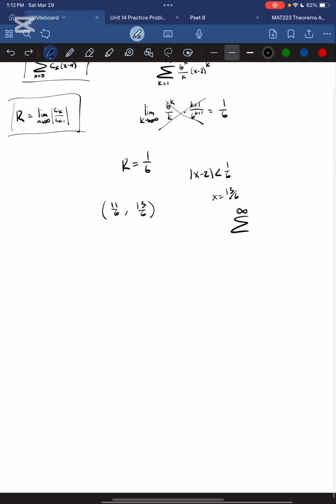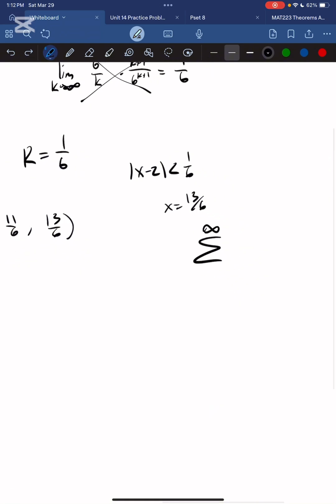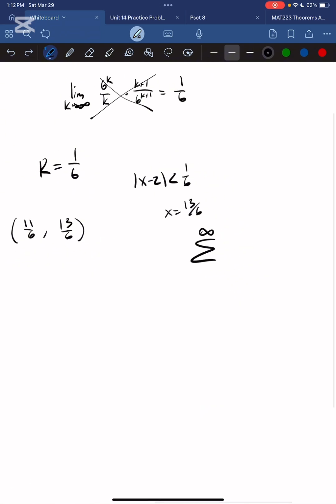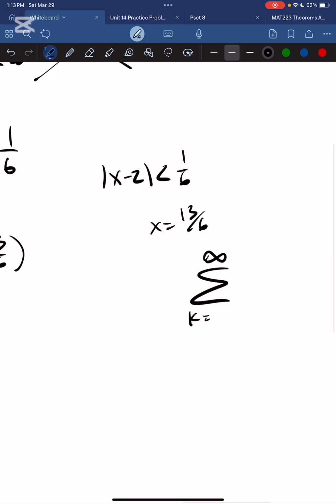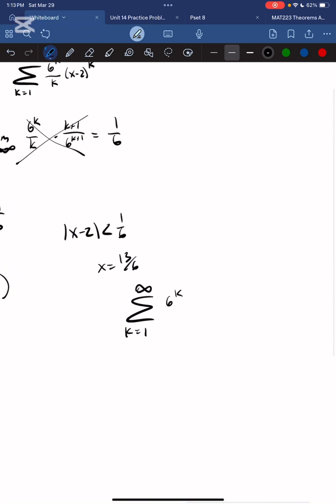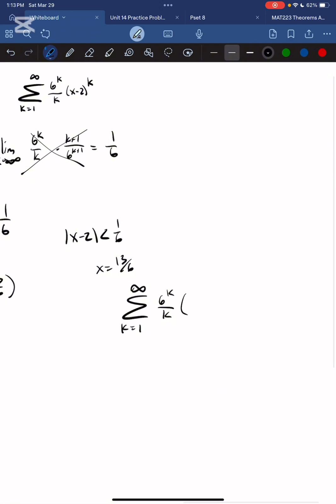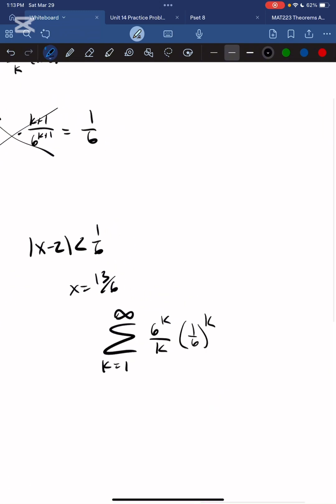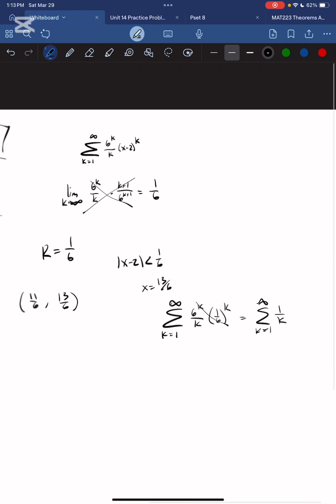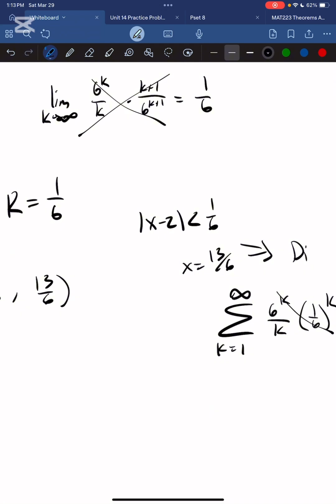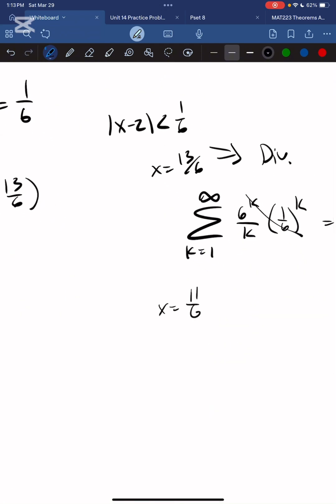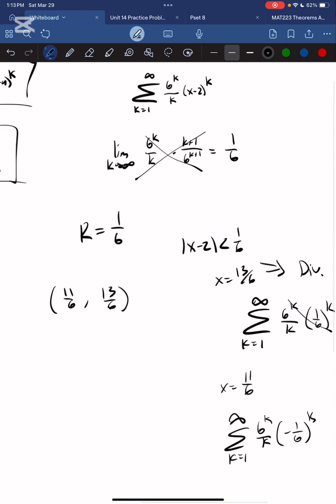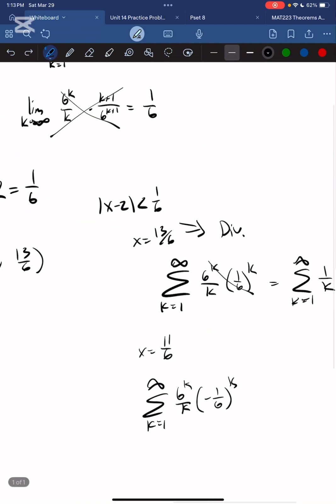By the way, doing this example, you can do the rest on your own, but I'll just go through it right now. When x is equal to 13 over 6, this would be the sum of 1 over k. If we have 6 to the k over k, and 13 over 6 minus 2 is 1 over 6, to the k. This cancels out to 1 over k, and we know this is divergent. Now when x is equal to 11 over 6, the series becomes negative 1 over 6, because 11 over 6 minus 2 is negative 1 over 6.